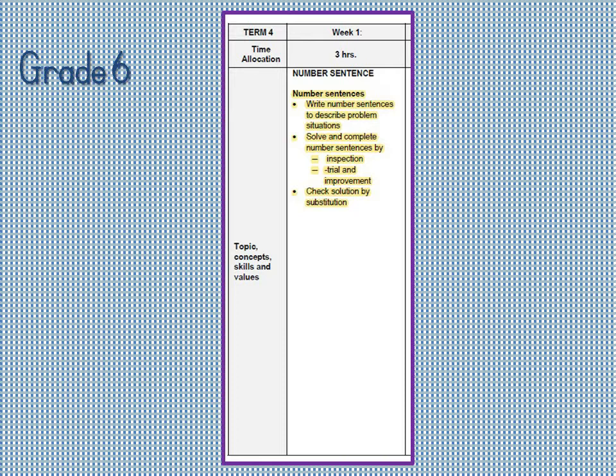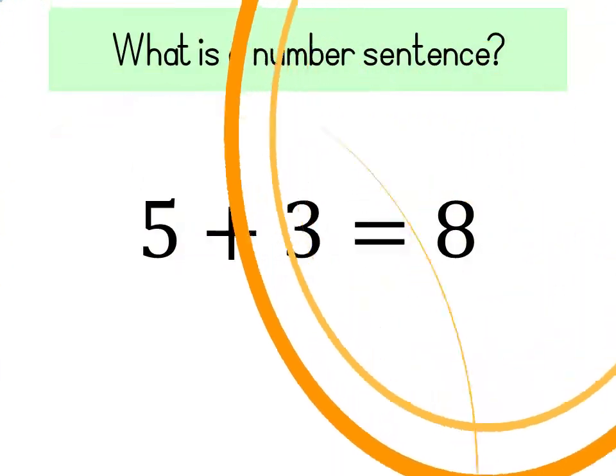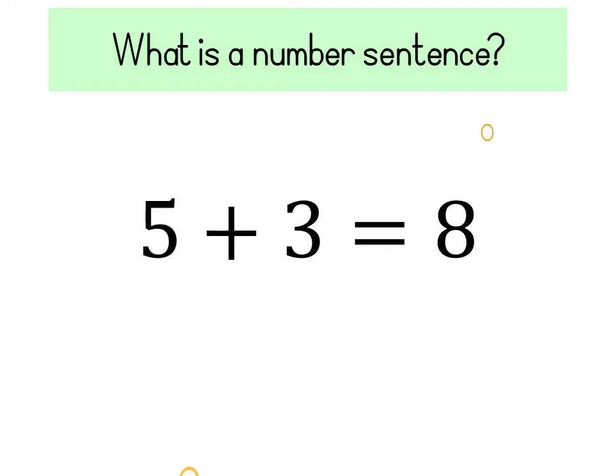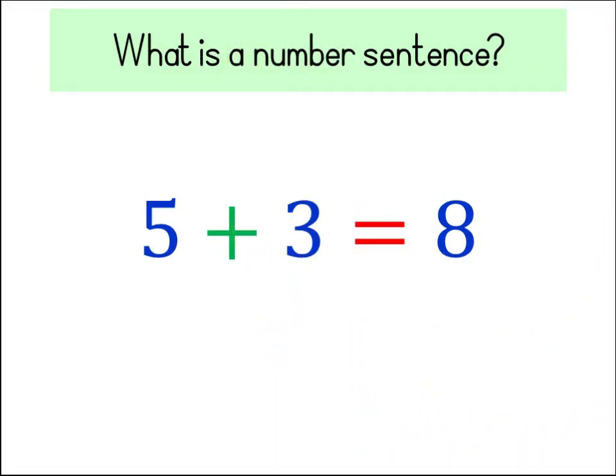While number sentences are not included as a specific topic in the Grade 4 and 5 revised teaching plans, children will use number sentences in other contexts, for example when working with fractions. We all know what a number sentence is. It is a string of numbers, in this case 5 and 3 and 8. It contains one or more mathematical operations. Here we have addition. And in this number sentence, we have an equal sign.